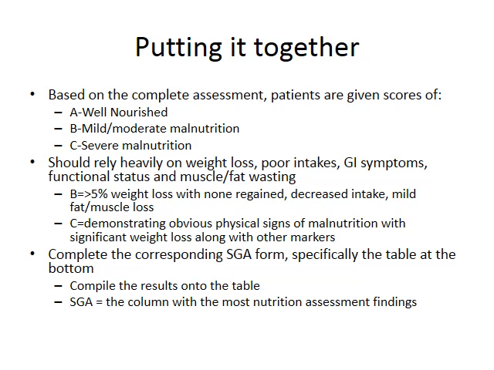The overall score should rely heavily on the evaluation of weight loss, dietary intake, GI symptoms, functional status, and physical examination. For example, a score of B would represent a patient who had greater than 5% weight loss with none of the weight regained, a decreased intake with mild fat and muscle loss, while a score of C would represent a patient who is demonstrating obvious physical signs of malnutrition with significant weight loss along with other markers. We have completed an SGA form that will help in your assessment.